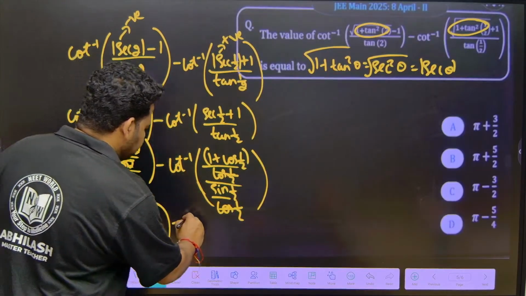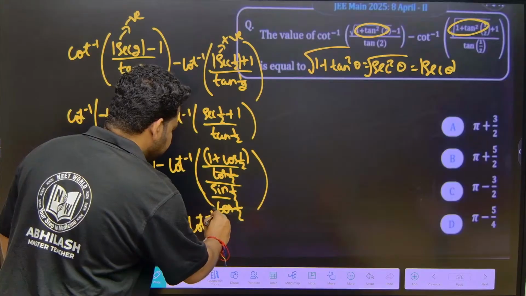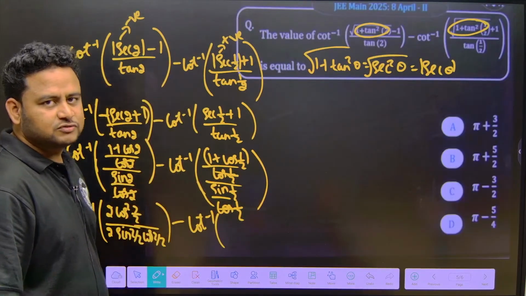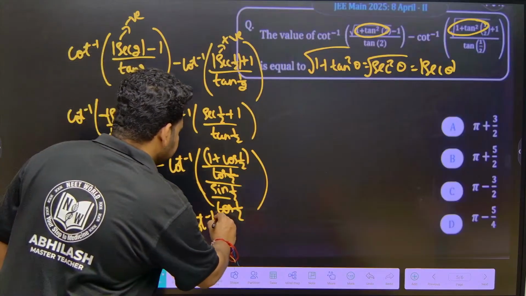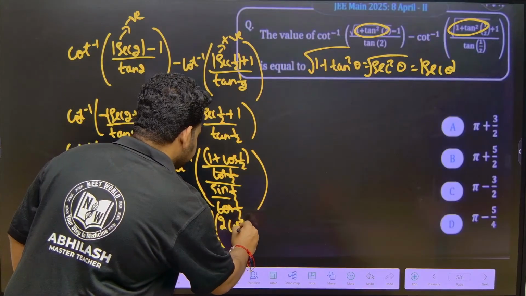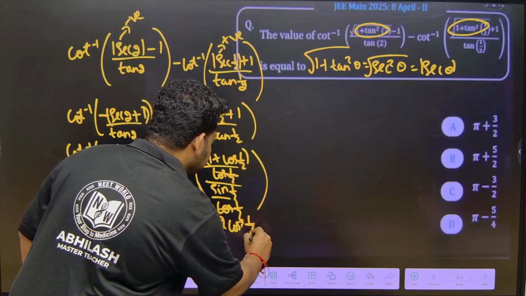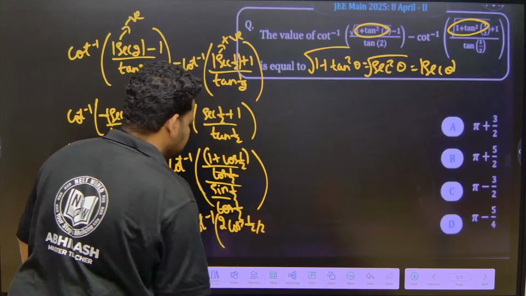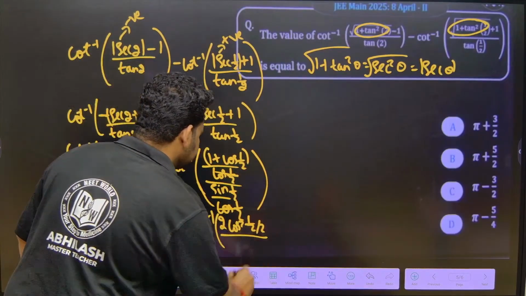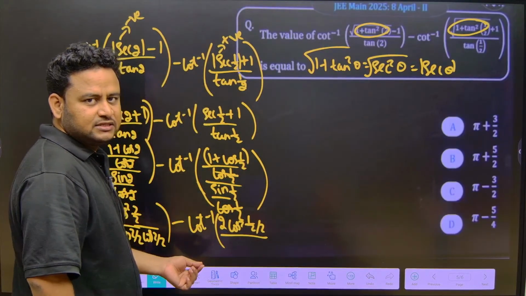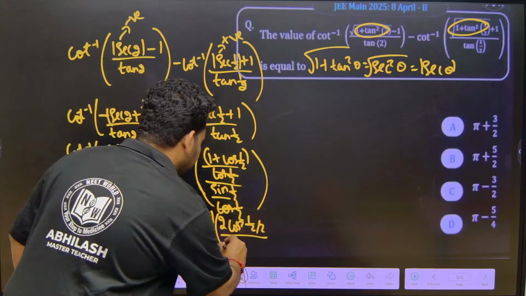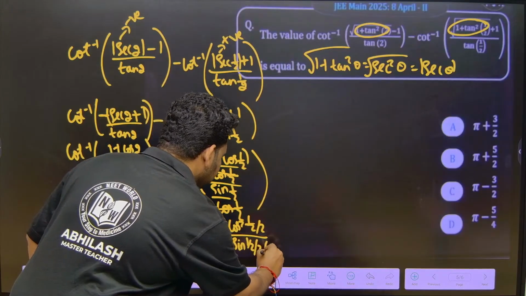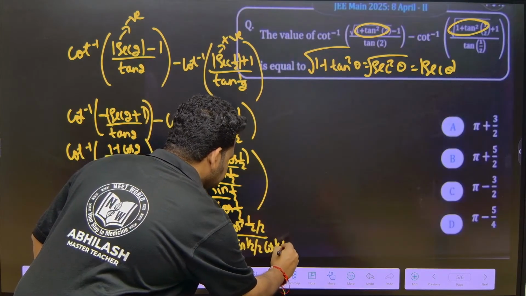Minus cot inverse of, this is what? 1 plus cos half. Cos half can be written as 2 cos square theta by 2, that is 2 cos square 1 by 2 divided by 2, divided by sin, which can be written as 2 sin theta by 2 cos theta by 2. So this will become 2 sin 1 by 2 divided by 2 into cos of 1 by 2 divided by 2.